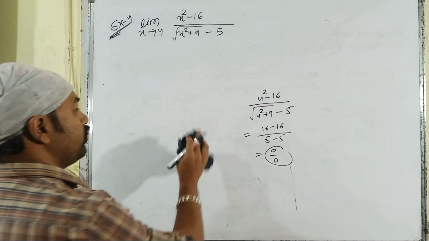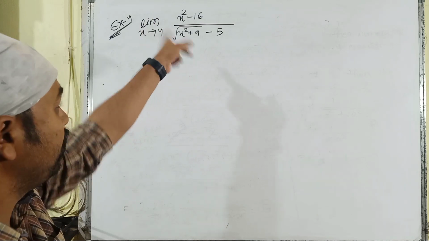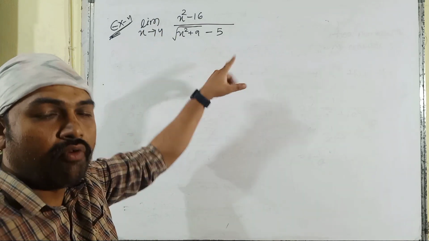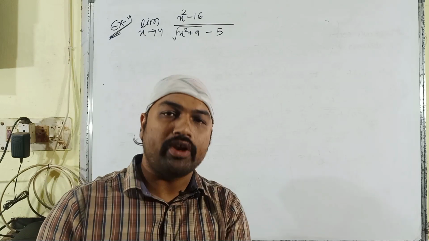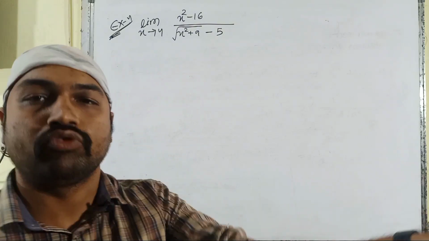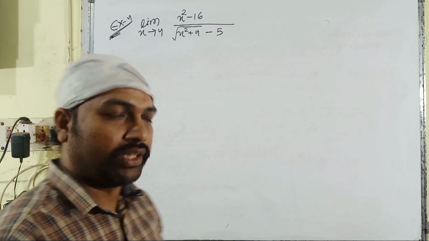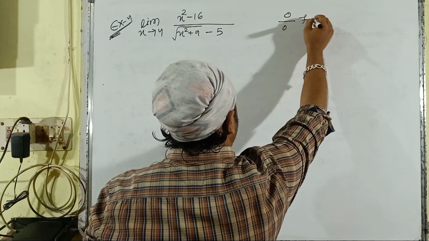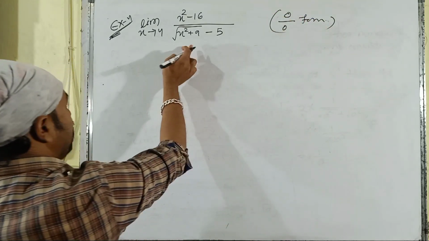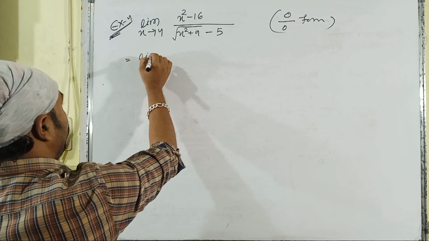So again we have to use the rationalization method here. First of all, you have to check by putting the value of x in the given function whether it is 0 by 0 or infinity by infinity. If it is 0 by 0 or infinity by infinity form, then you have to use the rationalization method. Otherwise, you have to use the direct substitution method. Okay, it is in the 0 by 0 form, so by rationalizing the denominator part we have to find out.